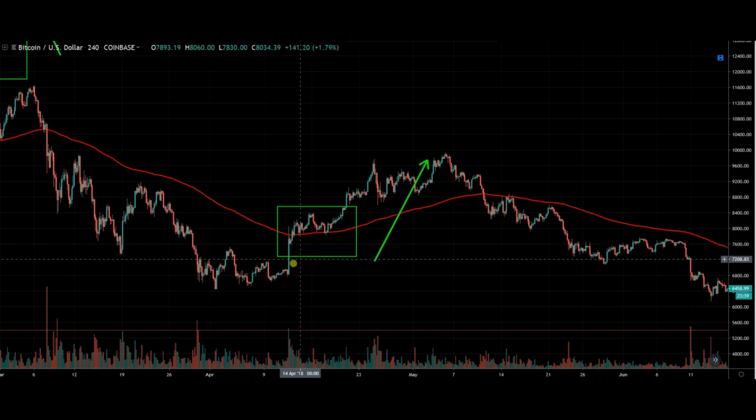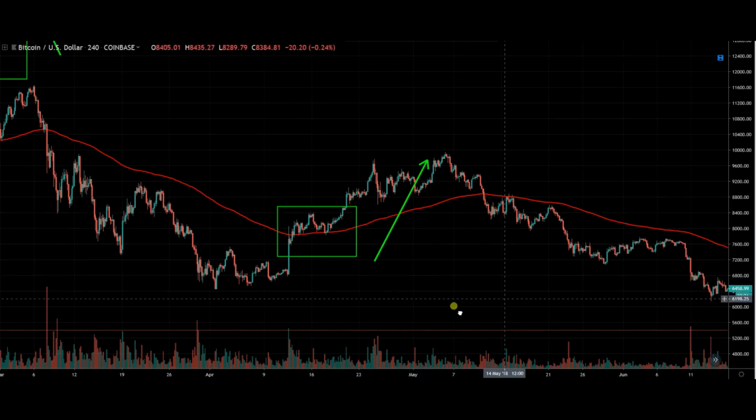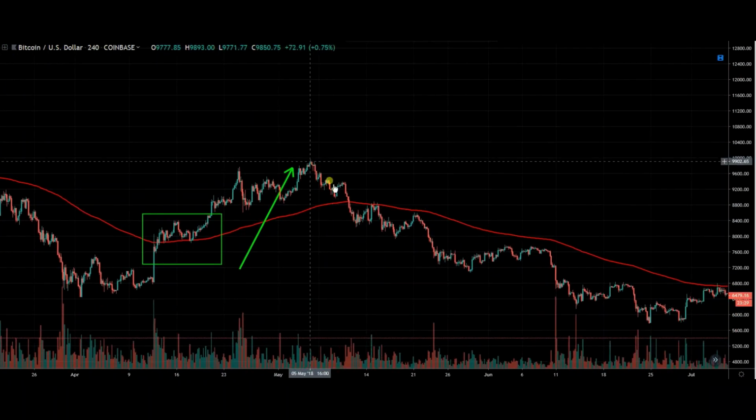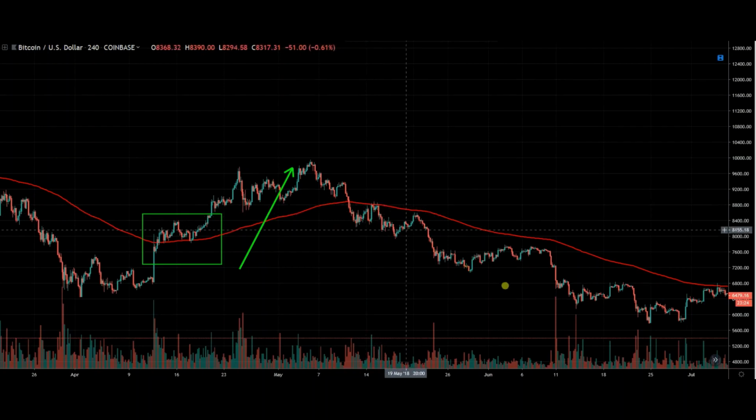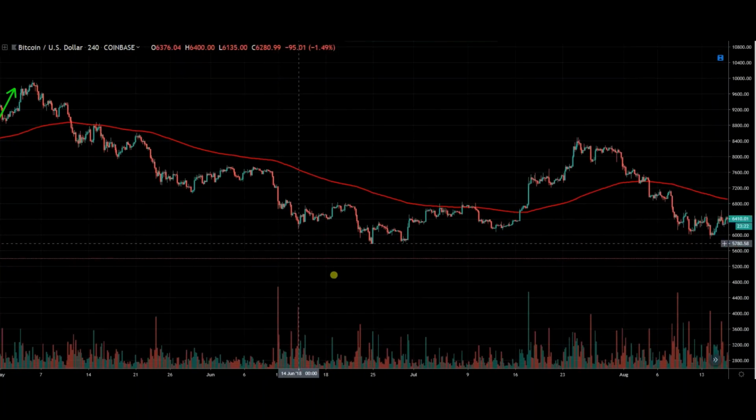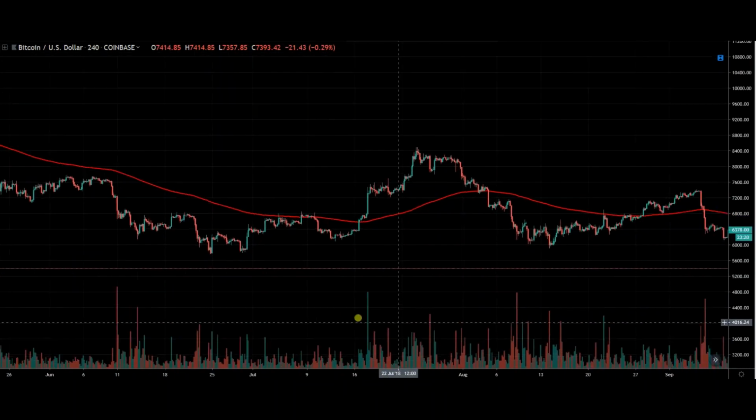So important. Here we go again. Price broke above the moving average. The first touch, obviously, it made money. Here we go. Price broke below the moving average. The first touch is a short. Again, you made money. It's quite unbelievable.